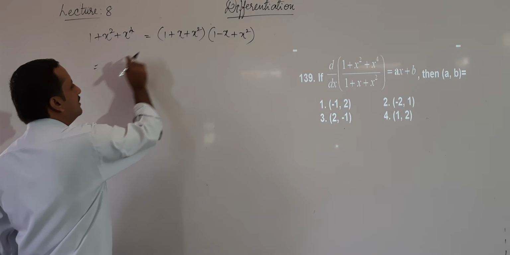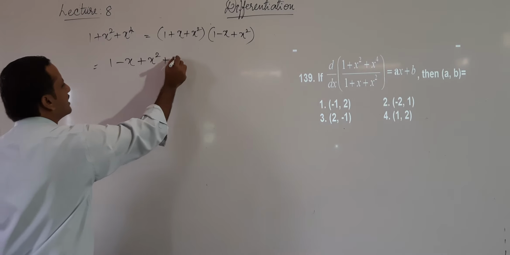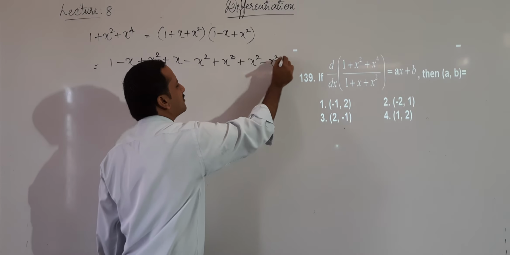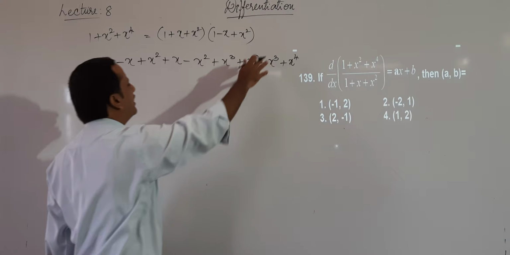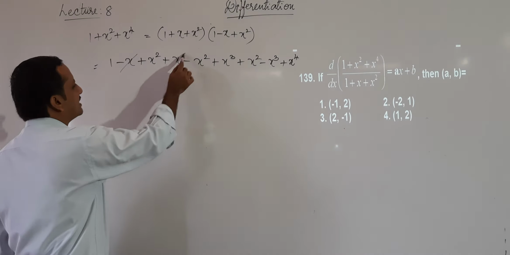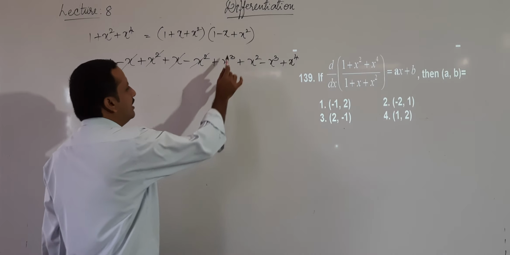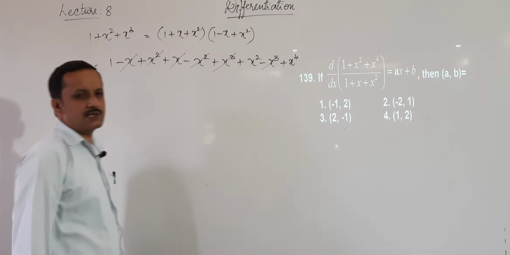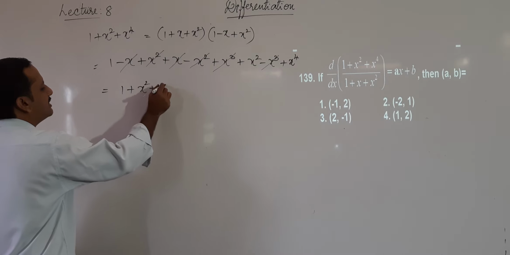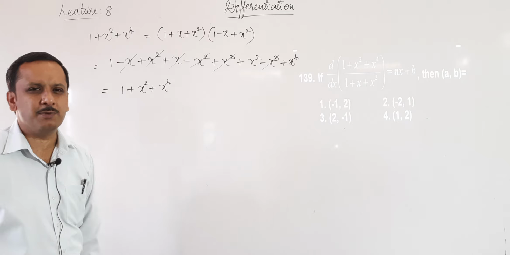Let us simplify. You just multiply this. What do you get? 1 minus x plus x square plus x minus x square plus x cube plus x square minus x cube plus x power 4. Okay, I just multiplied them. See what happens. Minus x plus x gets cancelled. X square minus x square gets cancelled. X cube minus x cube gets cancelled. Then what will remain here? We are left with 1 plus x square plus x power 4. Right? 1 plus x square plus x power 4.